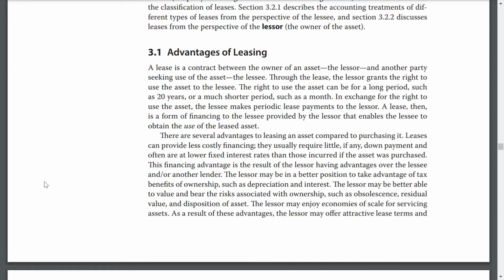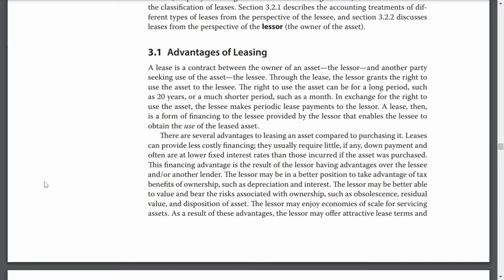There are several advantages to leasing an asset compared to purchasing it. Leasing can provide less costly financing. Leases usually require little, if any, down payment, and often are at lower fixed interest rates than those incurred if the asset was purchased. This financing advantage is the result of the lessor having advantages over the lessee and/or another lender. The lessor may be in a better position to take advantage of tax benefits of ownership, such as depreciation and interest. The lessor may be better able to value the risk associated with ownership, such as obsolescence, residual value, and disposition of assets. The lessor may enjoy economies of scale for servicing assets.